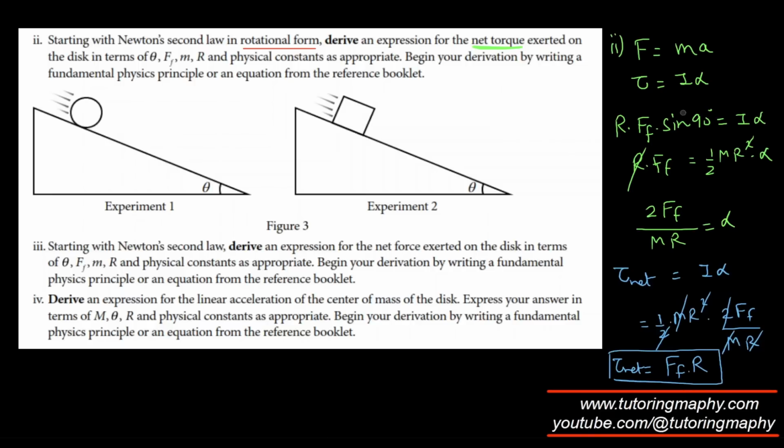I already got Rf as the net torque over here, but for some reason they wanted me to start with Newton's law in rotational form and eventually find alpha and then plug that back in to find the torque. Anyway, so that will be the net torque in terms of Ff and R. There are no theta and m involved over here.